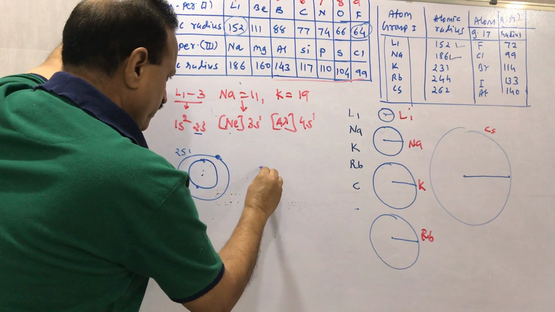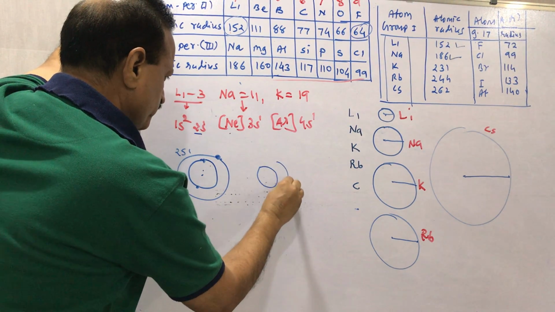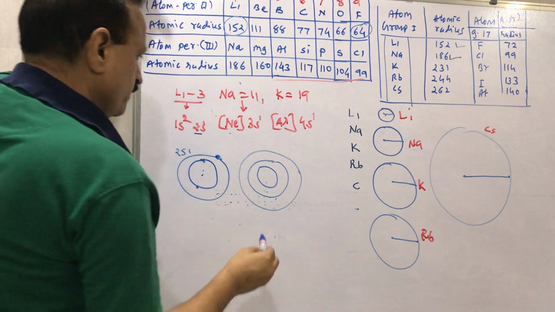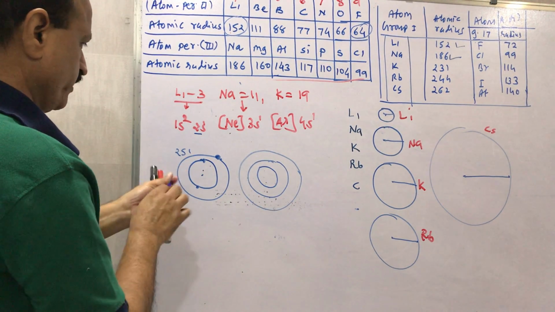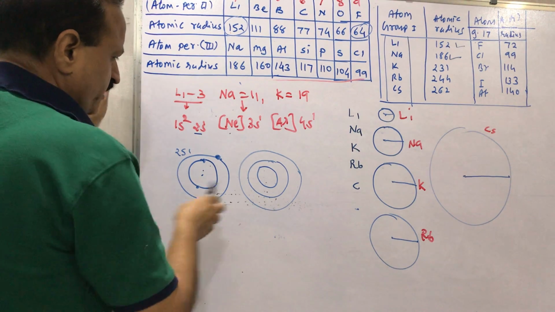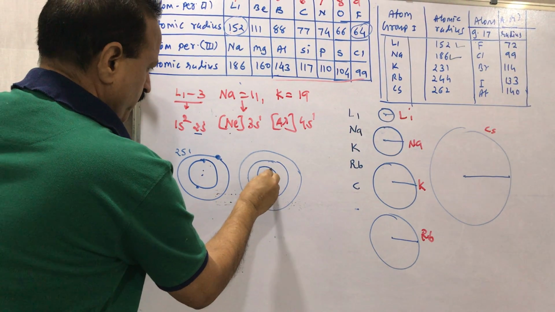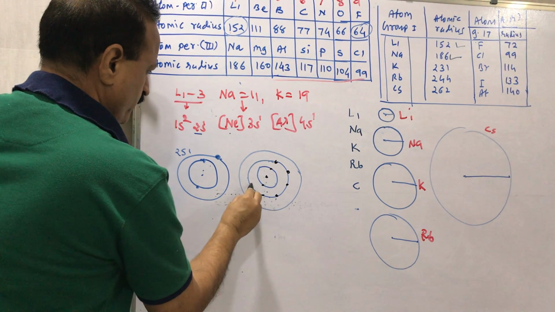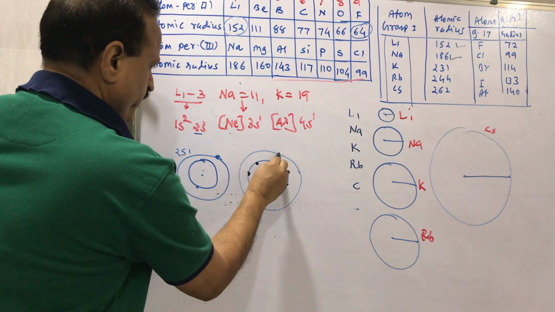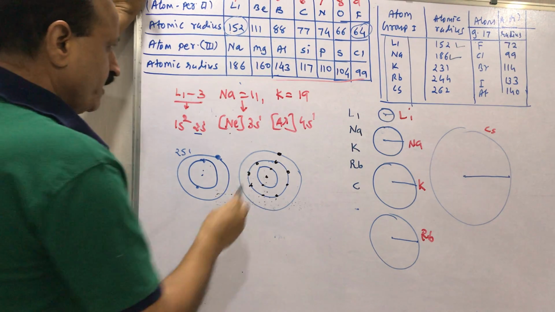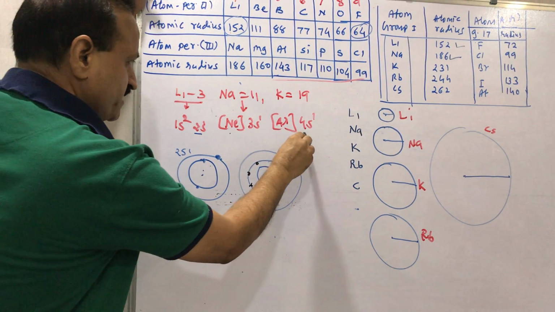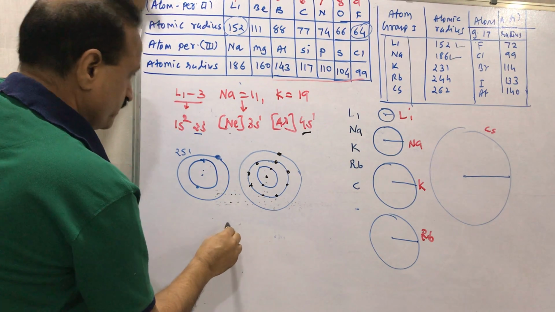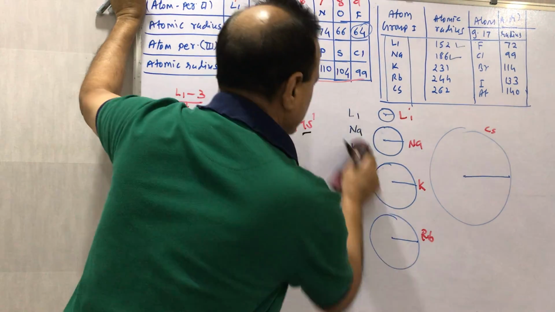In sodium the last electron is filled in the third orbital. This is the second and this is the third. The first orbital has 2 electrons, this is the nucleus, second orbital 8 electrons, and third orbital 1 electron. In potassium, the last electron is filled in the fourth orbital.